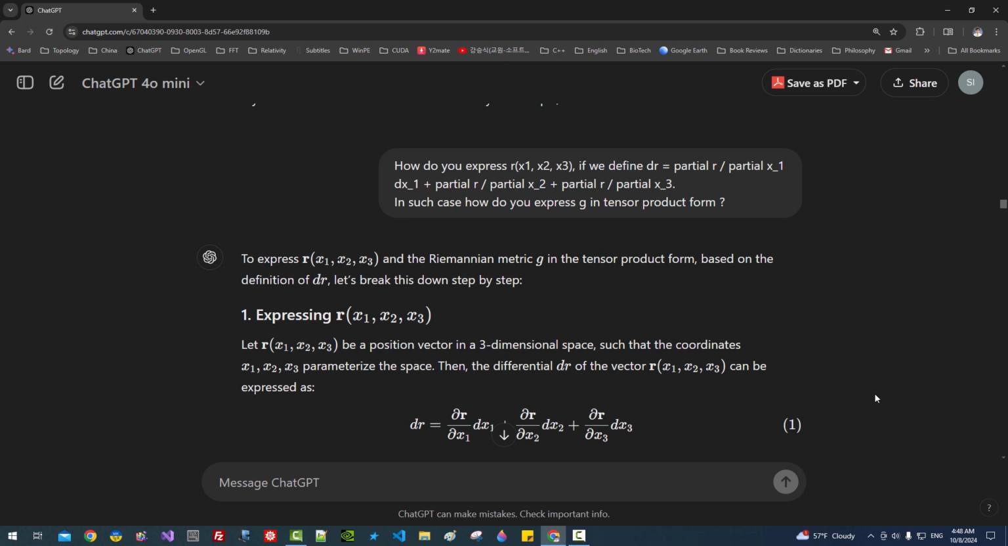How do you express R(x1, x2, x3) if we define dR as partial R over partial x1 dx1 plus partial R over partial x2 plus partial R over partial x3? In such a case, how do you express G in tensor product form? Here, I missed dx2, here dx3. I missed dx2 and dx3 here.